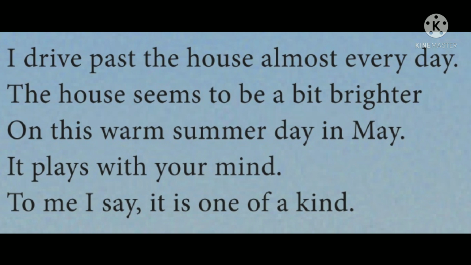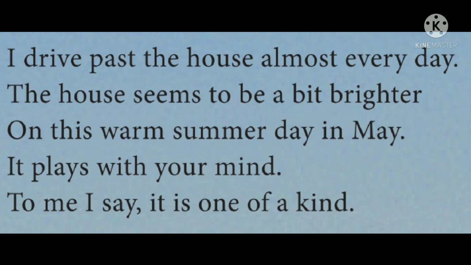Now we'll go for the poetic devices. First we'll see for the rhyming words. See here, day, May. So these two words are the rhyming words. Next one, mind, kind. So these two are the rhyming words. Now we'll see for the rhyming scheme now. So day, A. Then brighter, B. Again May, that is A. Then mind, kind, C, C. So the rhyming scheme is A, B, A, C, C.